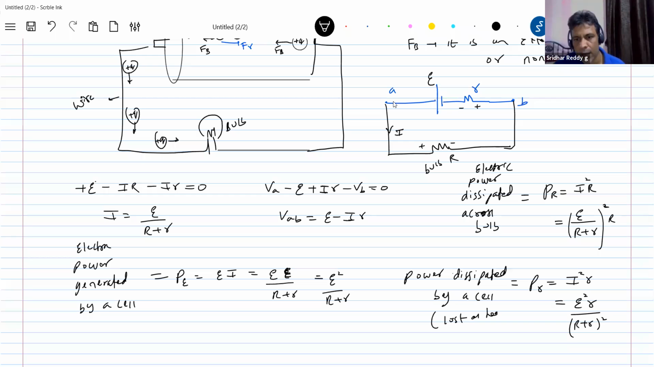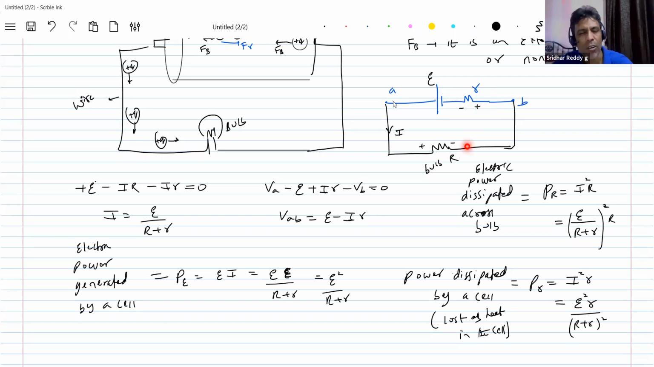Lost as heat. This is an unwanted loss. Now, if the internal resistance is more, the particular cell is not of good quality. Ideally, all the power generated by the cell should go to the bulb and be available across the bulb. But because of the internal resistance, some power will be lost here.